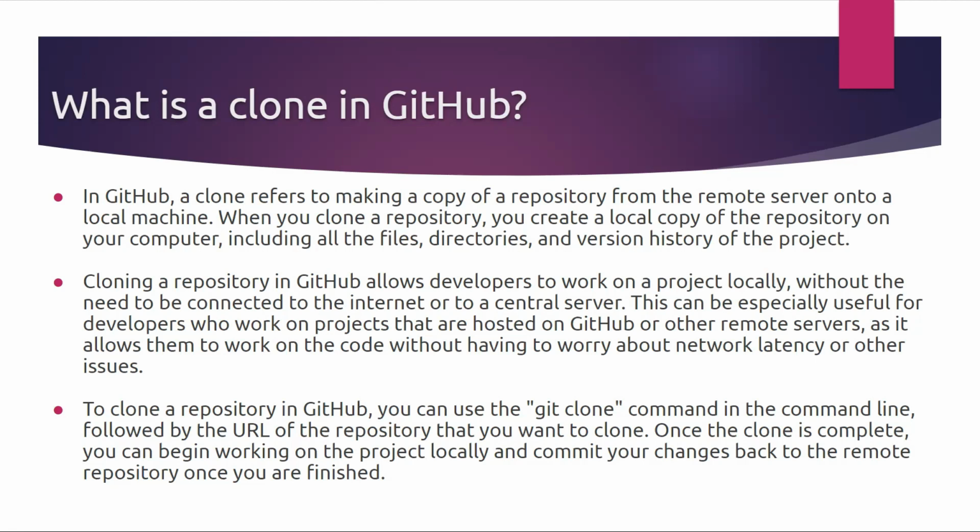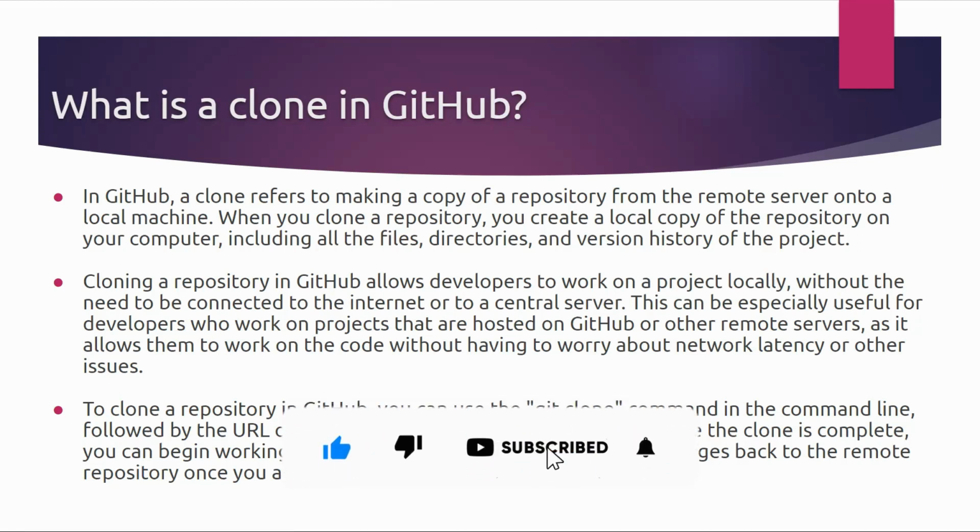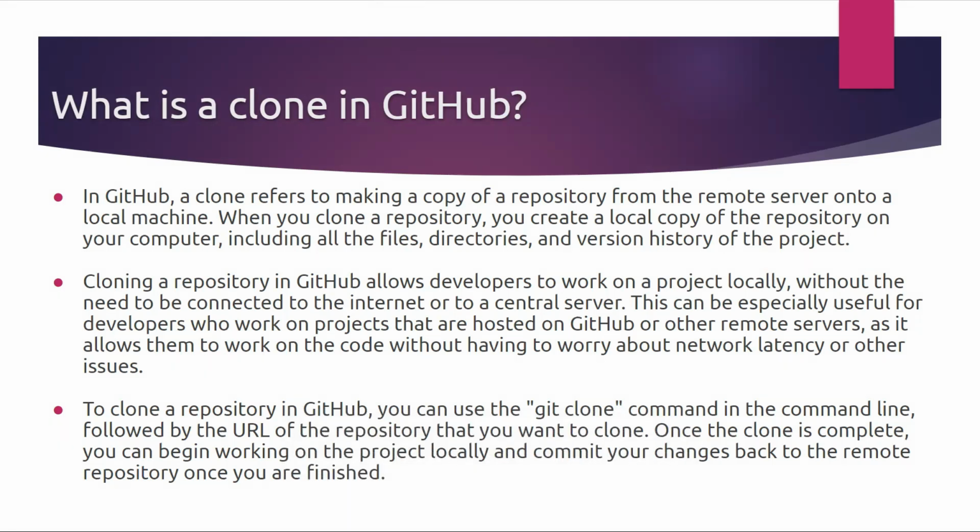So to clone a repository in GitHub, you can use the git clone command in the command line, followed by the URL of the repository that you want to clone. Once the clone is complete, you can begin working on the project locally and commit your changes back to the remote repository once you are finished. So basically, you can say cloning makes it possible to keep all your details in one place and just bring it to GitHub whenever required. So that's the job of cloning. You can describe this in a more descriptive way.